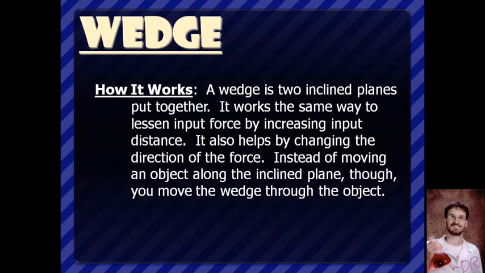The biggest difference between a wedge and an inclined plane is that on an inclined plane, the ramp sits still and you push the object up the ramp. With a wedge, the object, well, I guess it kind of moves in the end, but the object is not what you are pushing on. You're actually pushing on the ramp, and you're pushing the ramp through the object.